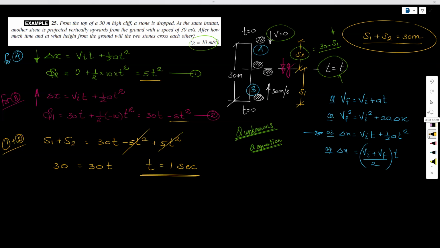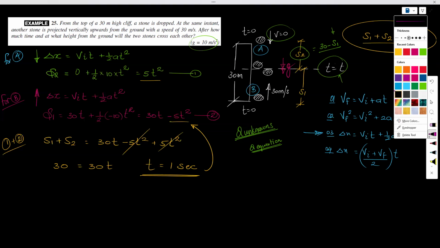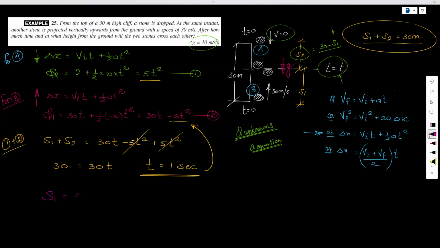Then we have to find at what height from the ground they are crossing, which is s1. We can find s1 by substituting t as 1 in this equation. So s1 equals 30 times 1 minus 5 times 1 squared, which is 25 meters. So they are going to cross each other at 25 meters from the ground level. The other one is going to be 5 meters. If you have any doubts, please ask, or we'll move on to the next example.